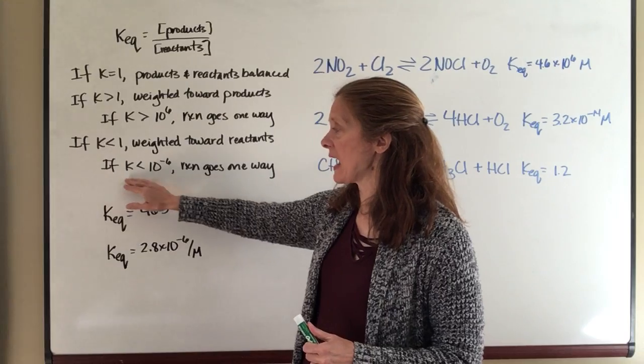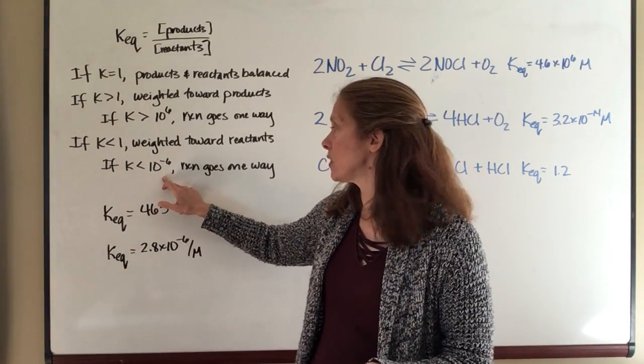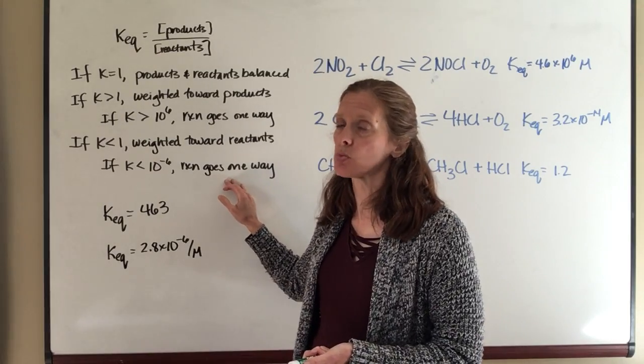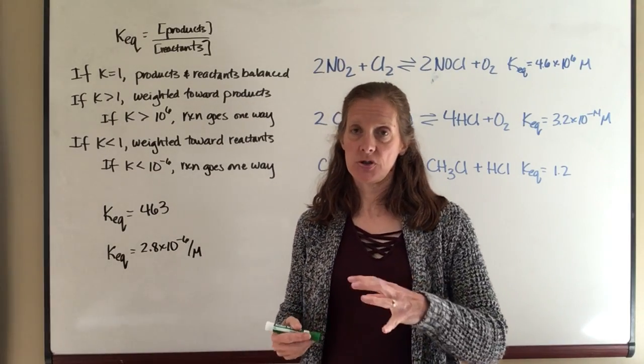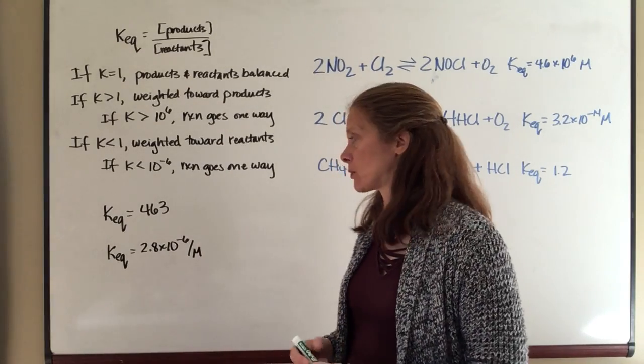And if K comes out to be less than 10 to the negative 6th, again, we're going to assume that the reaction only goes one way, and that's going to be proceeding from products to reactants. So it's actually like it's going to be going backwards.